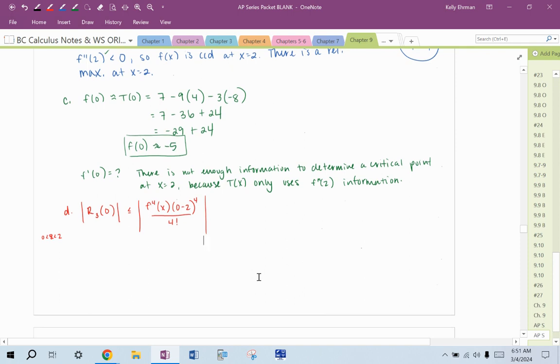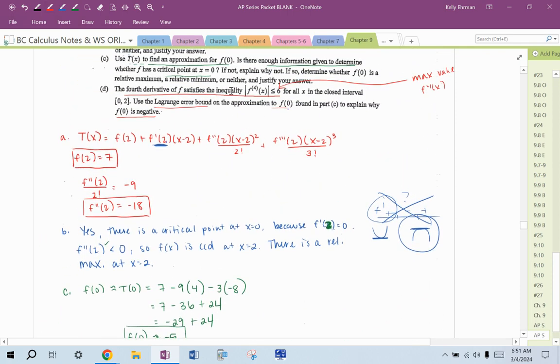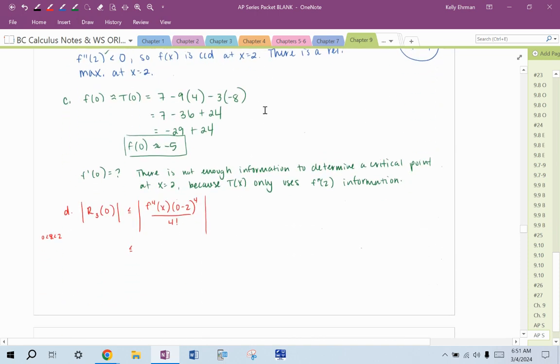So what is this value? Now, we were just given that the max value for the fourth derivative is 6. Negative 2 to the fourth is positive 16. And 4 factorial is 24. So we can reduce this a bit, quite a lot actually. So the remainder at 0, how far off are we? Plus or minus our approximation is 4 units.